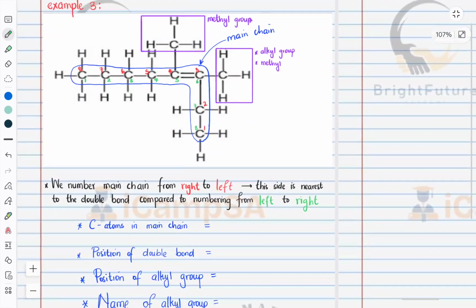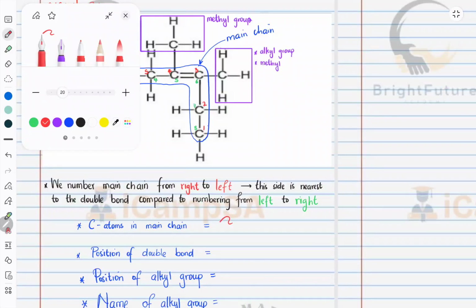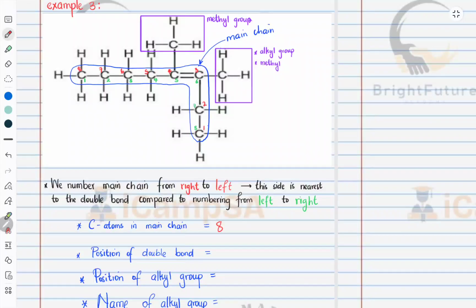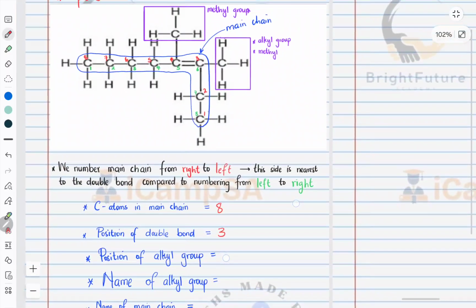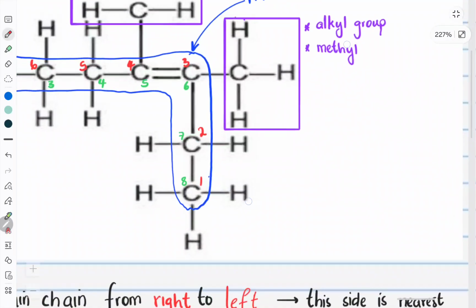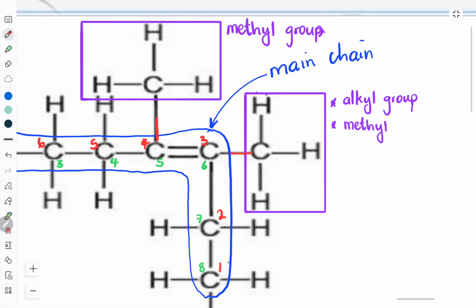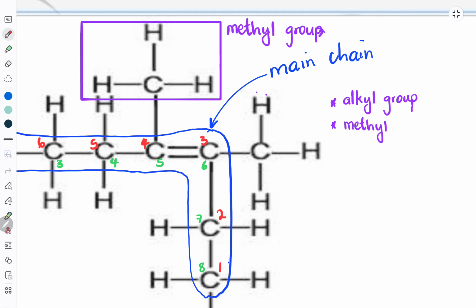All right, so now what are the number of carbon atoms in the main chain? We said we found them to be 8. 1, 2, 3, 4, 5, 6, 7, 8. And the position of the double bond is position number 3. Position of the alkyl group, it's on number 3 and on number 4. Okay, because if you check here, it's here and also it's there. So that's carbon number 3 and carbon number 4, and it's the same alkyl group if you check.